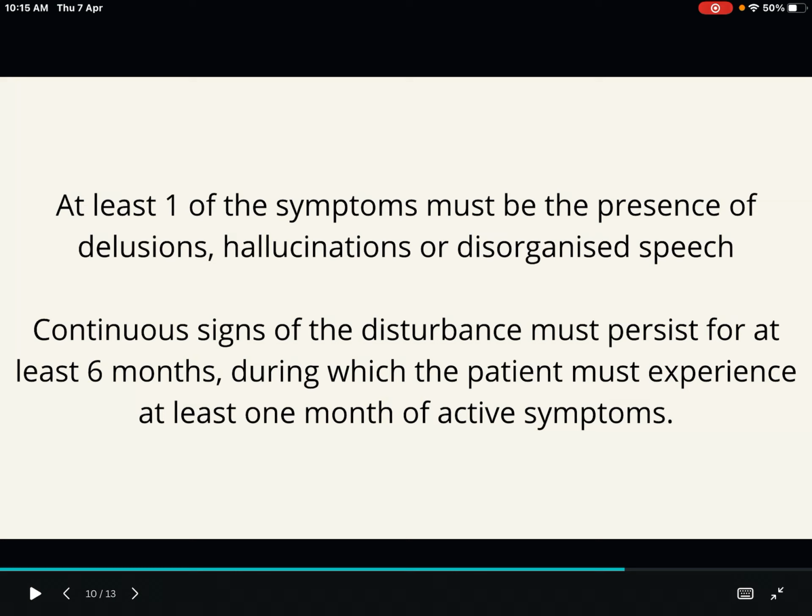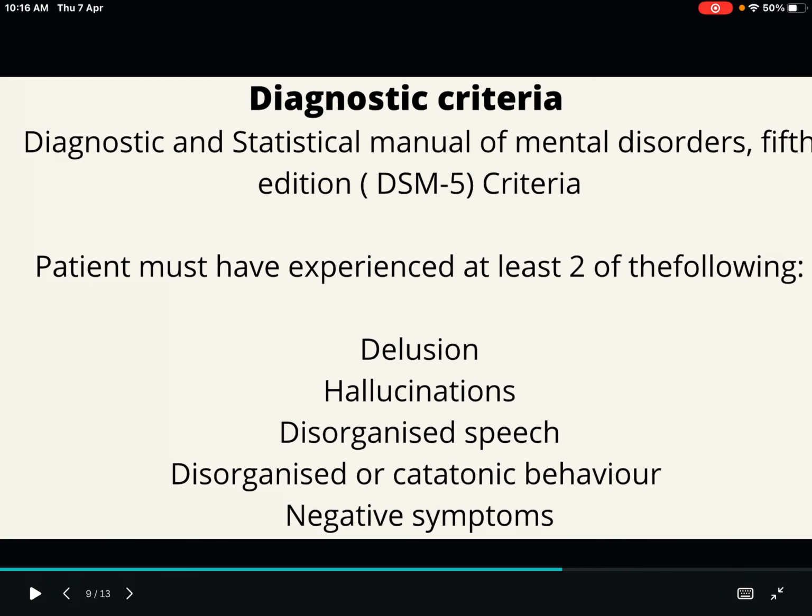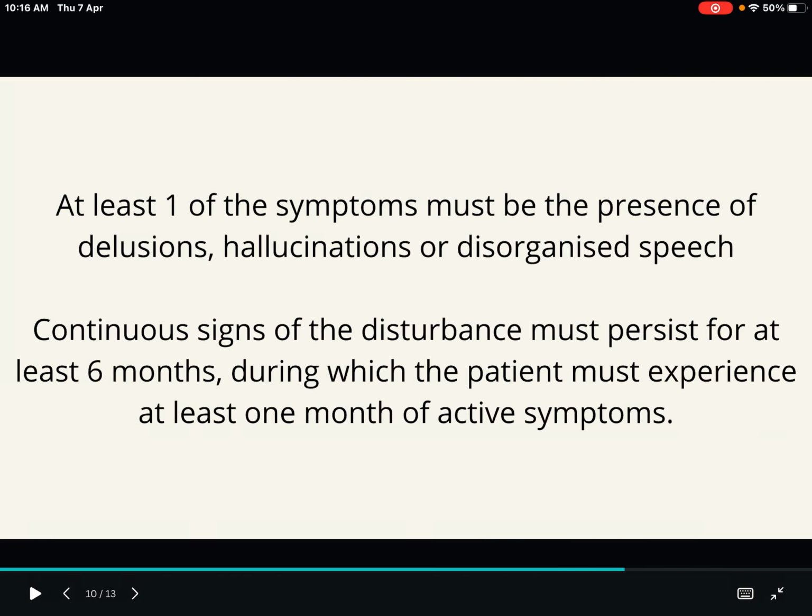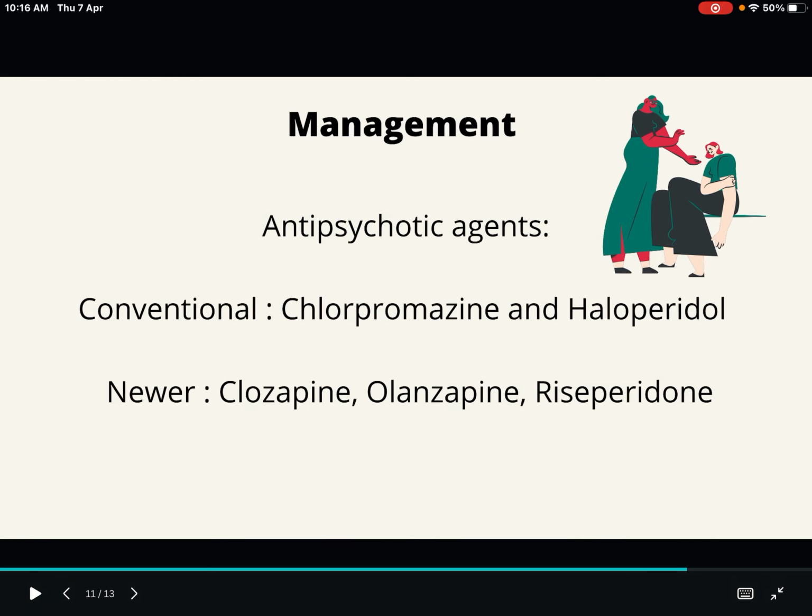And one more thing, continuous signs of the disturbance must persist for at least 6 months, and during which the patient must experience at least 1 month of active symptoms. This is also important. So there are 3 important points in diagnostic criteria according to DSM-5. The patient must have experienced at least 2 of the following, and in these 2, one should be from delusion, hallucination, disorganized speech. And the duration should be at least 6 months, and in these 6 months, 1 month of active disease should be there with the active symptoms.